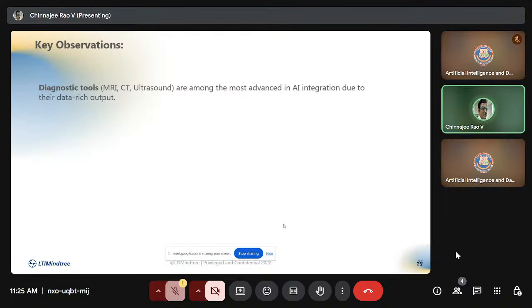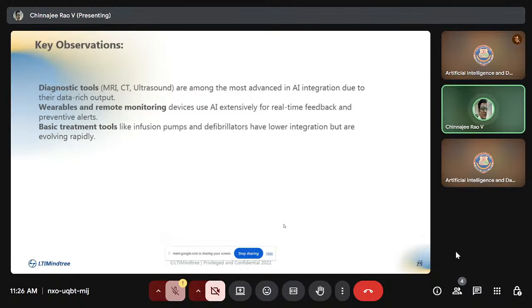So the final outcome: diagnostic tools almost all have advanced AI integrated, and they may increase it in the future as well. Same way, wearable and remote monitoring devices have also increased AI. Most of this equipment has already enabled AI and DA. The only thing is how accurate they are going to be in the future. As students they should know this, so that once they pass out they can join the company and do further R&D on this.